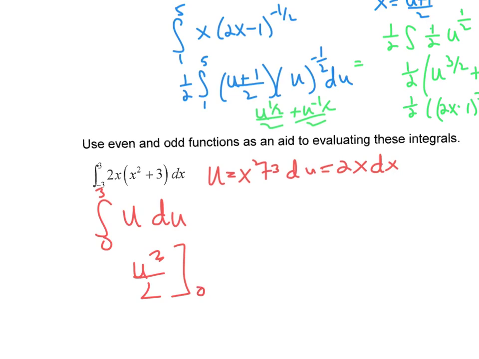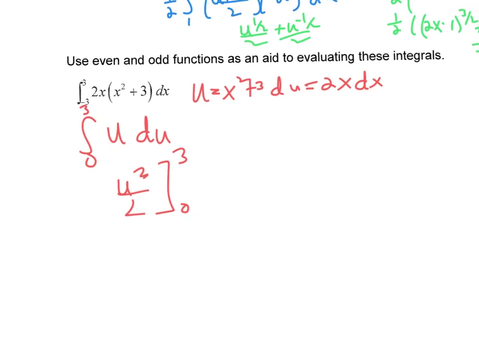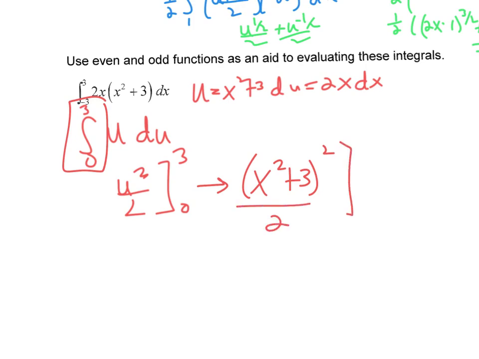0 and 3. Now, the thing is, we want to know if this is an even function, right? We want to wait until we can plug in back, because if it's even, what'll happen is the integral between 0 and 3 will be the same between -3 and 0, so you can literally just double your answer. If it's odd, it cancels out. Remember, it's a reflection, so your integral actually ends up being 0. But what we can do is plug in at this point. So I know it's going to be x squared plus 3 squared over 2 between 0 and 3.